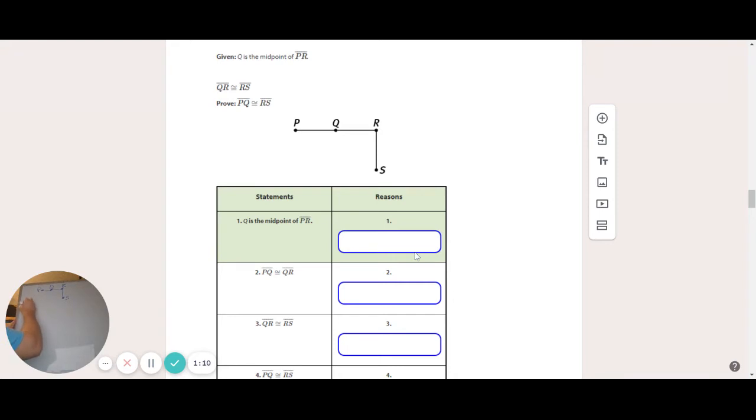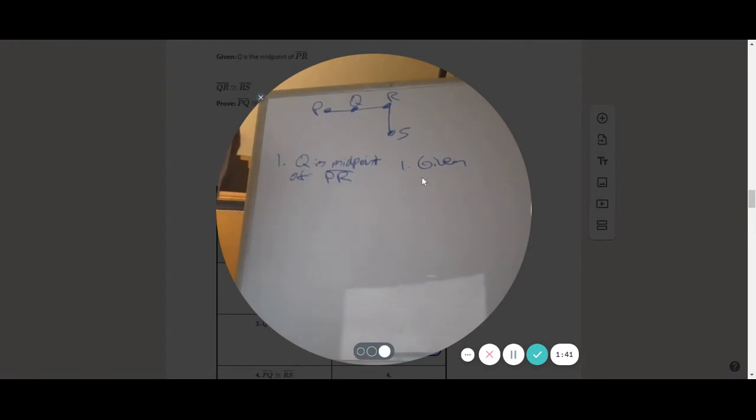So first thing right here, they tell me Q is midpoint of PR, and that's given. Okay, you see that? The first statement is Q's midpoint of PR. Where did that come from? Did I figure that out because I'm so smart? No, I did not. I just saw that they said that right here. It's given. So anytime something was told to you to begin with, you could just say given. Okay? So Q is right in the middle of PQ and QR.